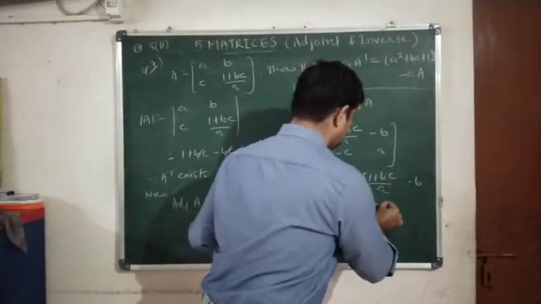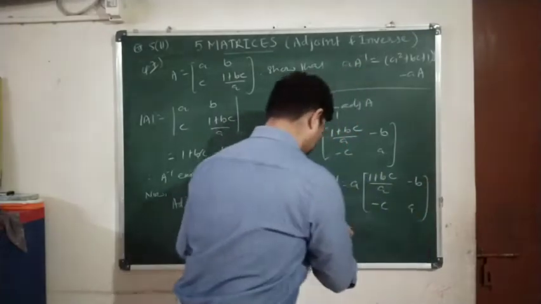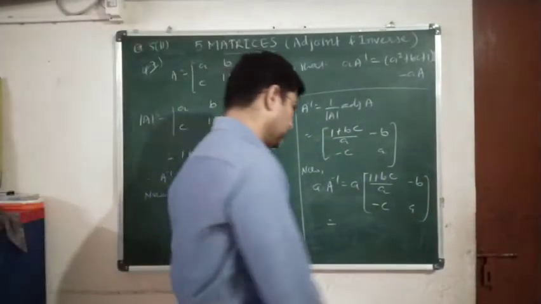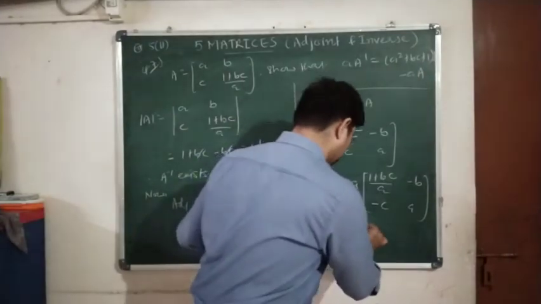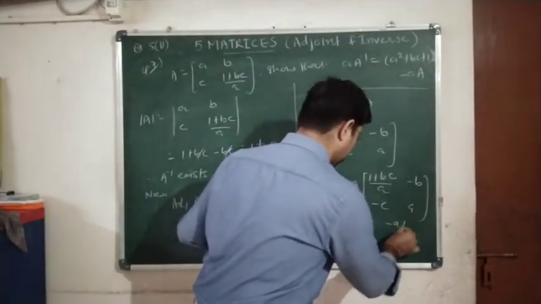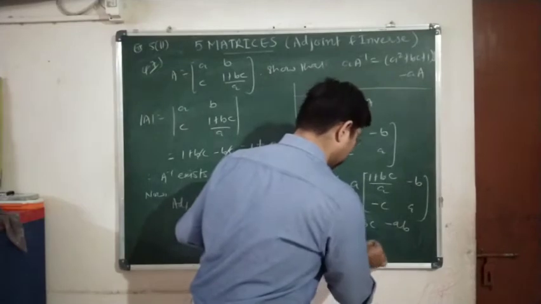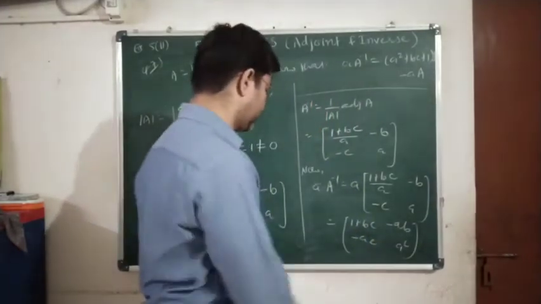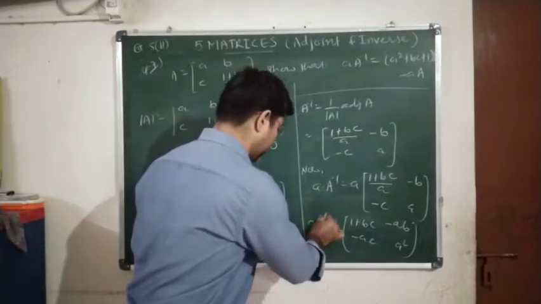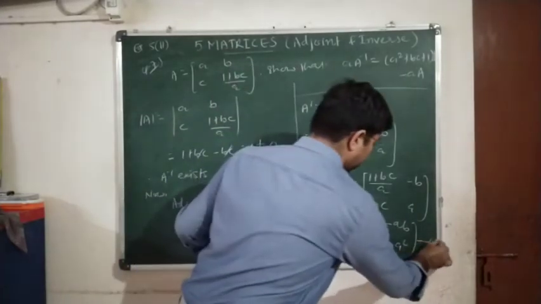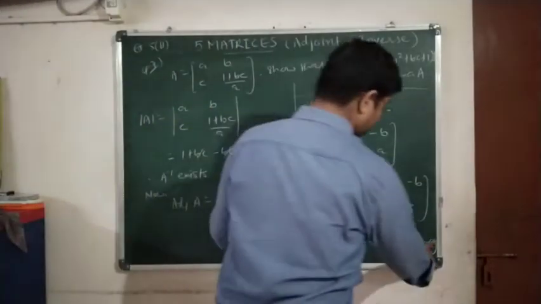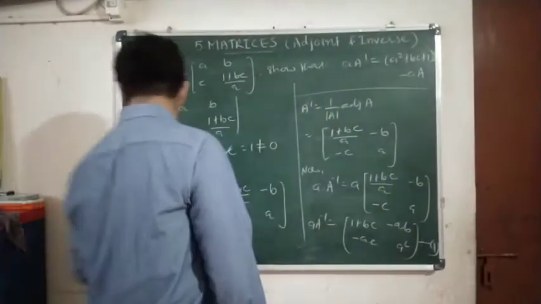minus B minus CA) is equal to 1 plus BC minus AB minus AC and A square. Okay, so this is one side. Left side we have calculated. Now let us calculate the right hand side. So this is equation number 1.